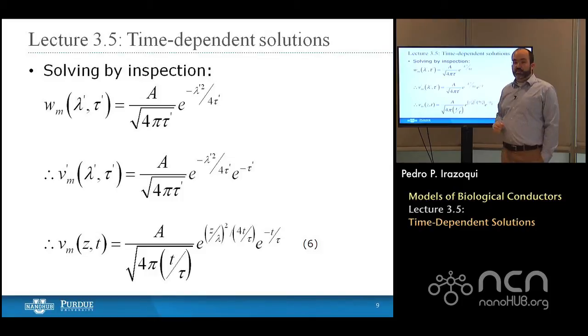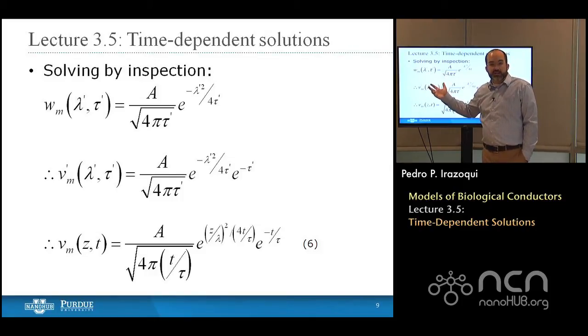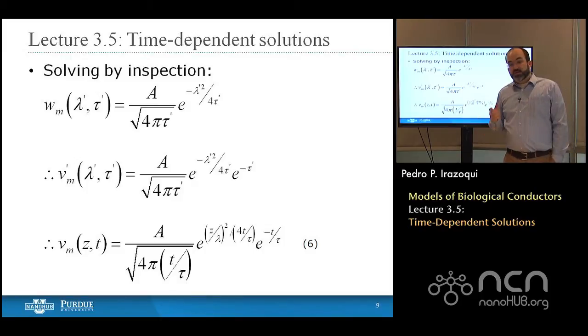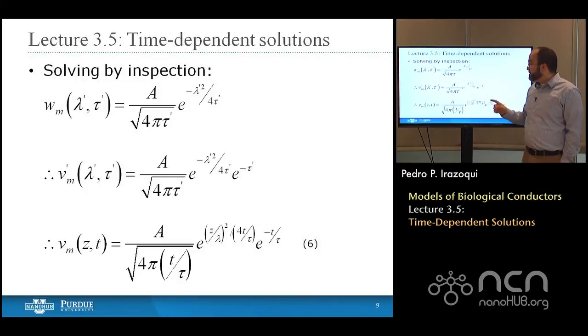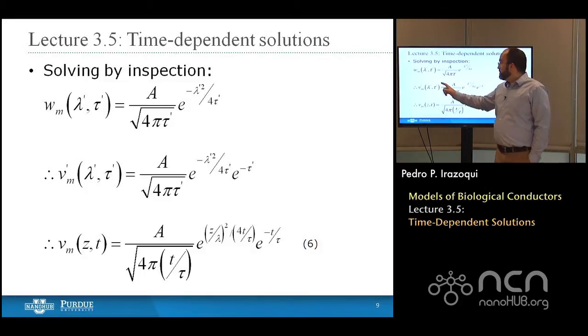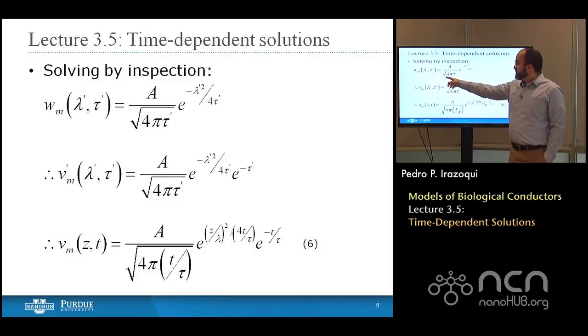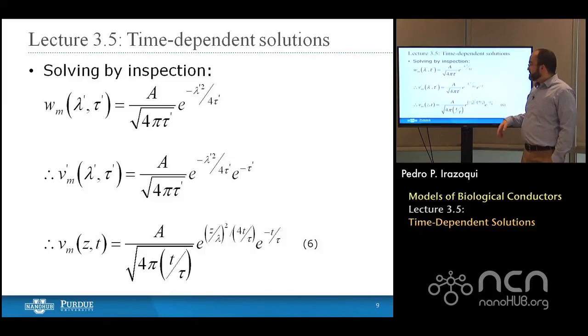But actually, we haven't solved the cable equation yet. We've solved for W, and W doesn't mean anything. It's a variable we made up. But we do know how it relates to Vm, because that's what we're really trying to get after, the membrane voltage. W and Vm are related by that e to the tau. So we can substitute back in and say that V prime m is equal to A over the square root of 4 pi tau prime, e to the minus lambda prime squared over 4 tau prime, and 1 over e to the tau. Because we're bringing that e to the tau back in, we're getting rid of the W. And 1 over e to the tau is the same as e to the minus tau. And so we have this e to the minus tau prime in the solution.